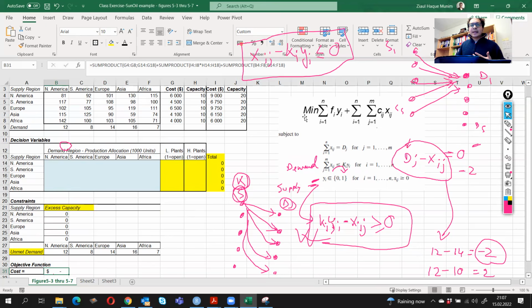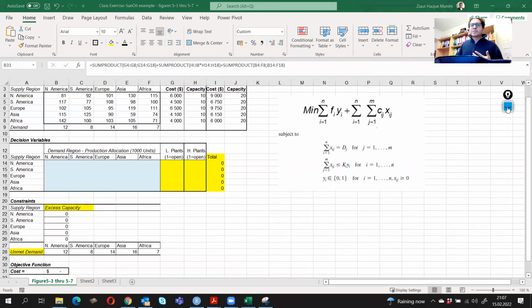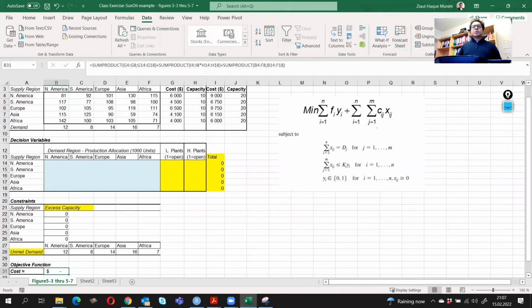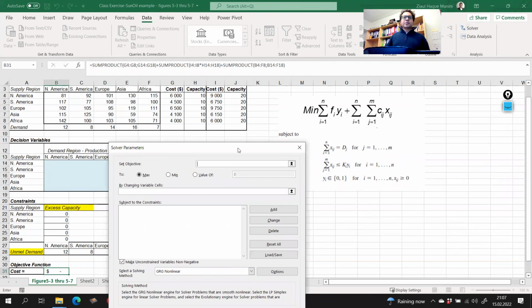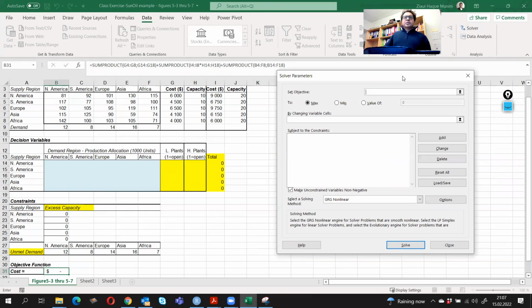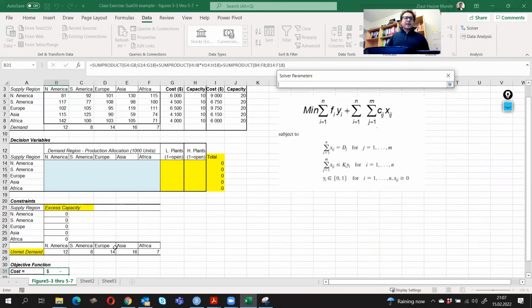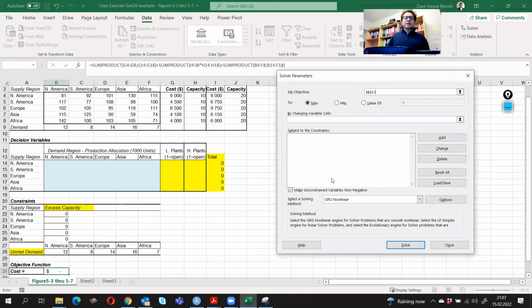But first I'm going to clean this write-up here, so I'm going to simply close this. Now we go to data. When we go to data, we can see my solver is here. So I'm going to click here to run the solver. In the solver, we are first going to select the objective function. So I click here and then I click this cell. So that's my objective function, B31.